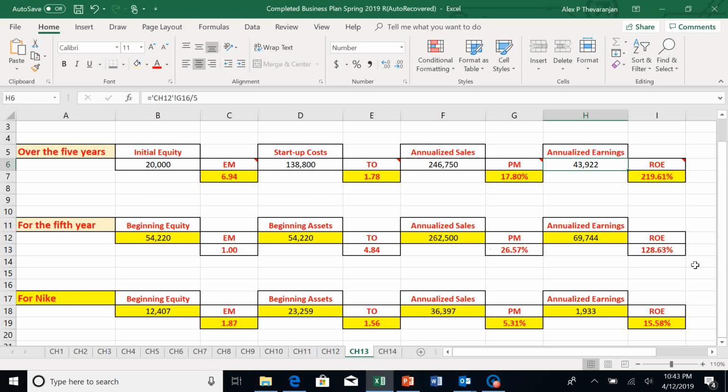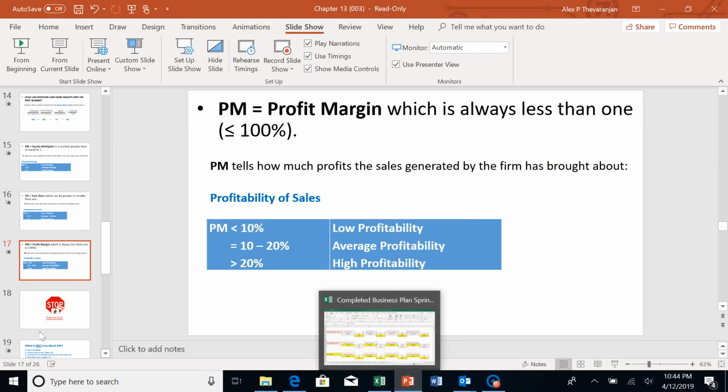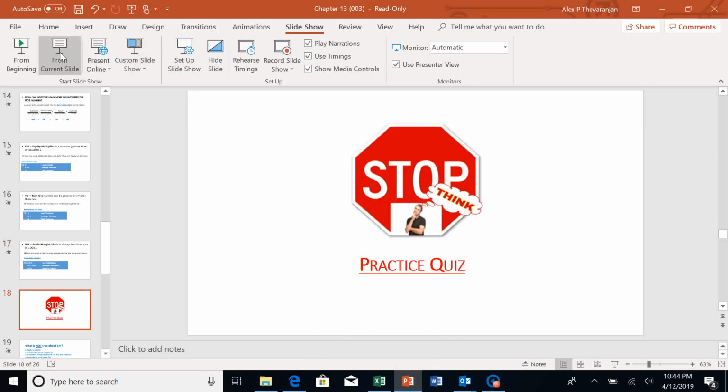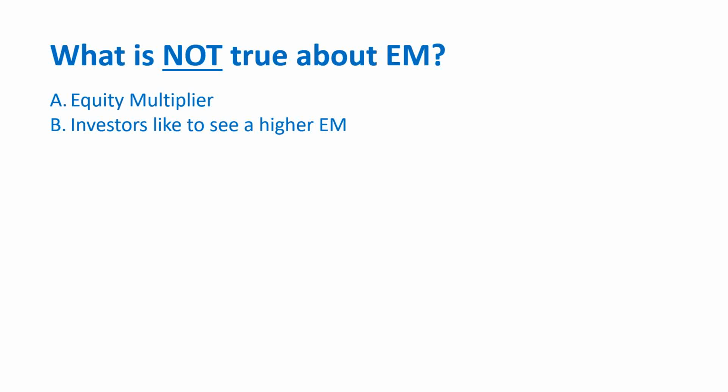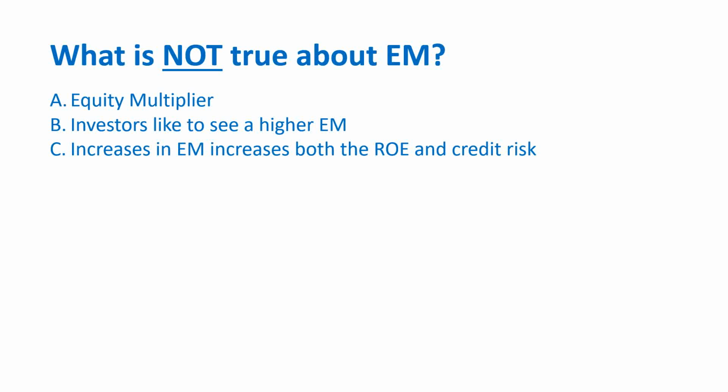This explains this. Okay, let's stop and think. What is not true about EM? EM is equity multiplier. Investors like to see a higher equity multiplier. Increases in equity multiplier increases both the ROE and credit risk. Banks like to see a higher equity multiplier. What is not true? Take a minute.